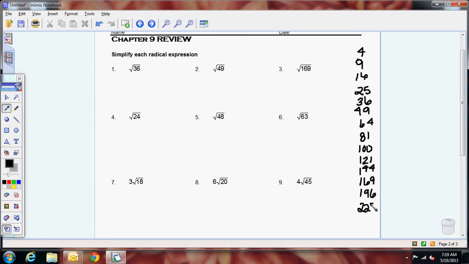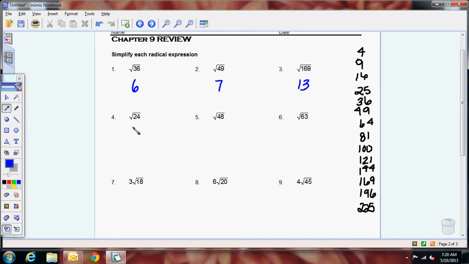So look for these first before you start simplifying. Maybe I've just given you a perfect square. Look for those. That will make your life a lot easier. So, square root of 36. I'm going to look here. 36 is a perfect square, so my answer is 6. Nice and simple. 49, is that a perfect square? Yes, it is. So my answer is 7. 169, that's a perfect square. So that's going to be 13.